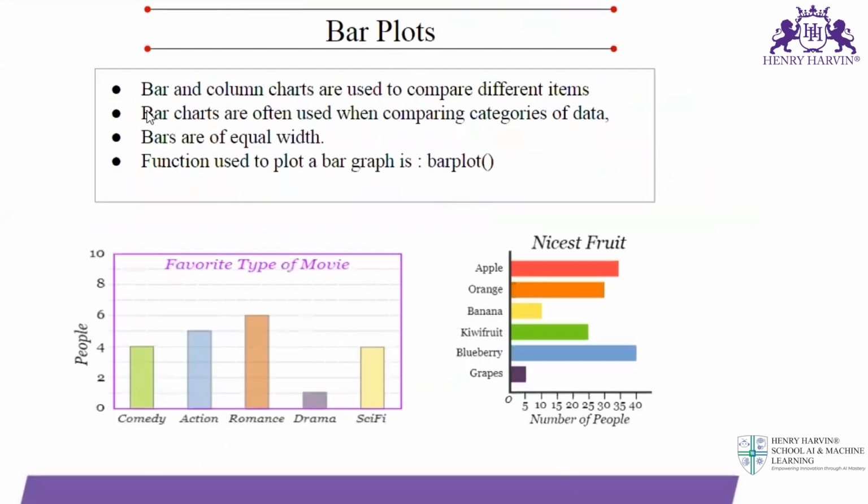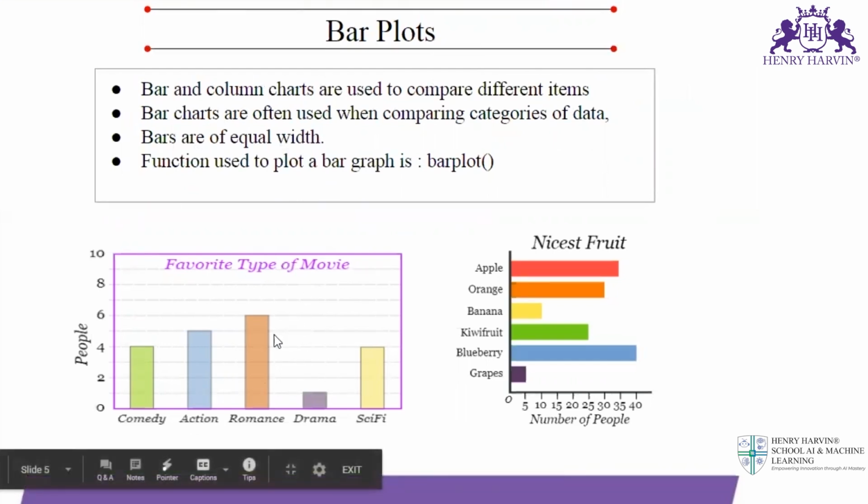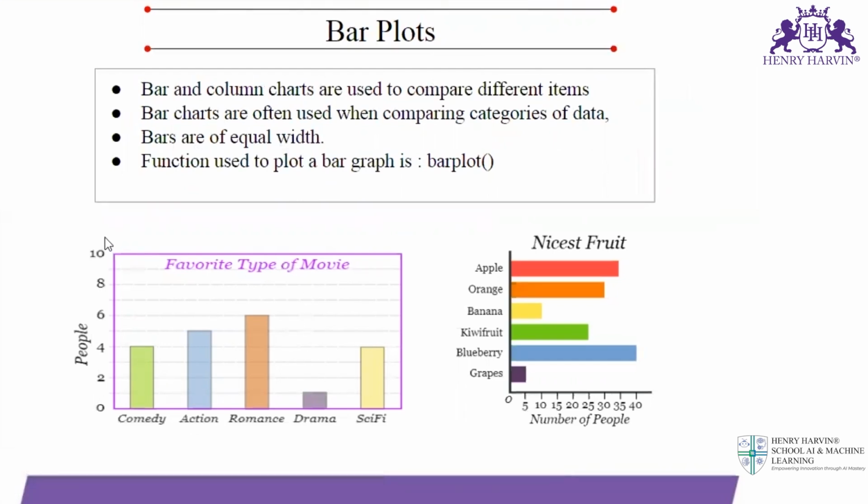Next are bar plots. Bar or column charts are used to compare different items, and those items are categories of the data. So whenever we are using bar plots, the data has to be in categorical form. All the bars are of equal width and height depends upon the numbers that we will plot according to the data. The function used to build the bar graph is barplot.